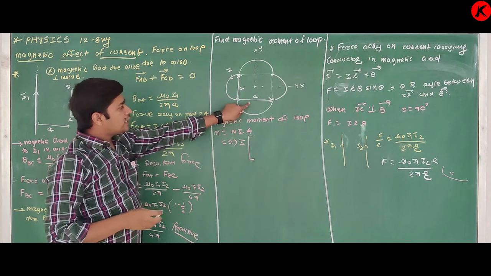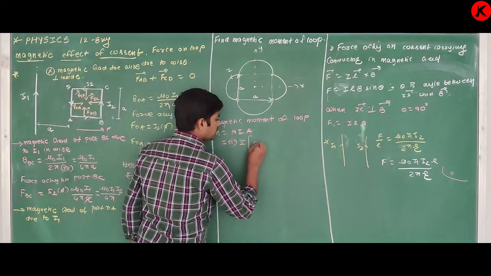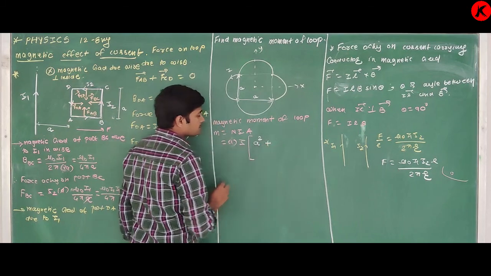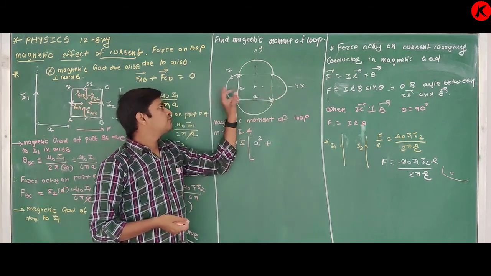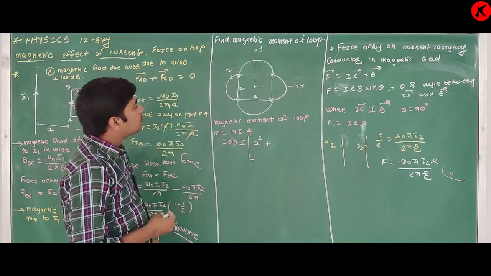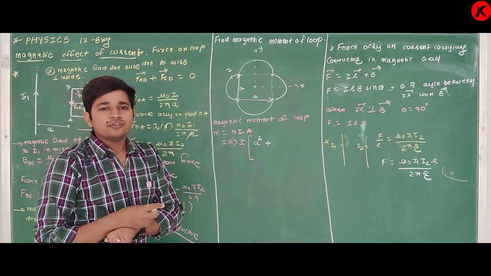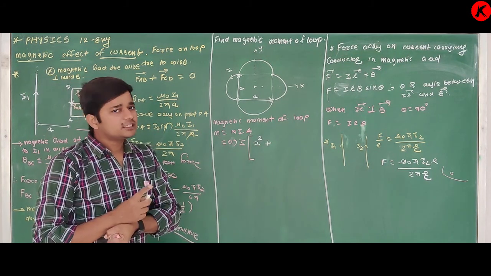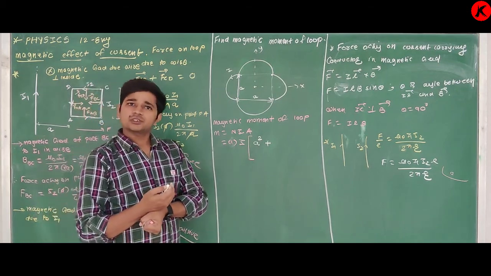And of side A. So what is the area of this square having side A? We know that it is A square. Plus, you are given 4 semicircles. So what is the area of those 4 semicircles? The area of a circle is pi r square. It is a semicircle, so it is pi r square by 2.